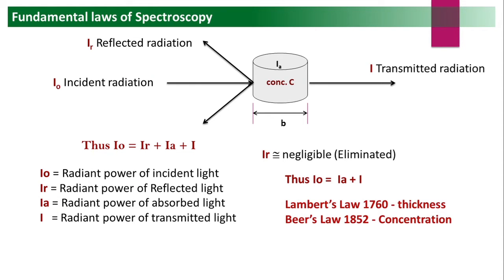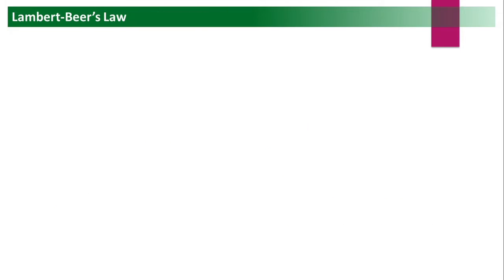Lambert's law, in 1760, says that whatever the incident radiations absorbed by the sample is directly proportional to the thickness of the cuvette sample holder. While Beer's law, that is 1852, tells us the radiant power absorbed by the substance is directly proportional to the concentration of the sample. That's why absorbance is equal to log to the base 10 I0 upon I, that is the ratio of incident radiations to the transmitted radiations.